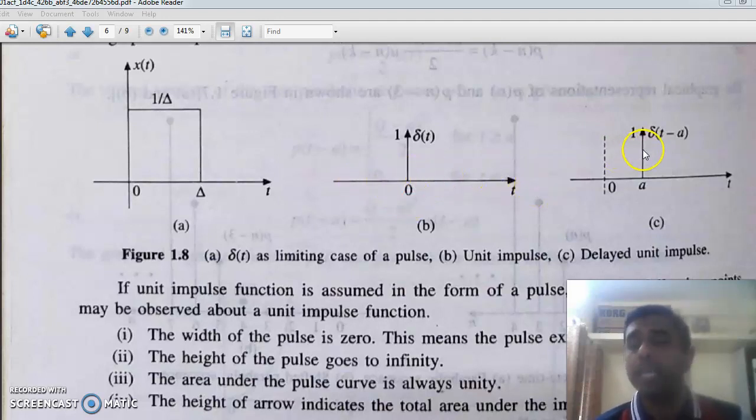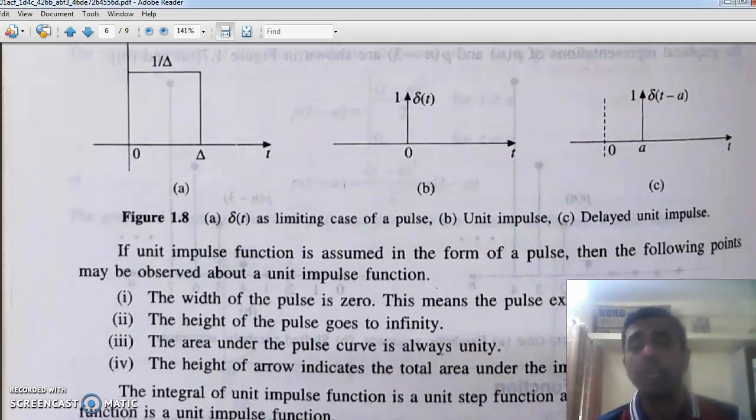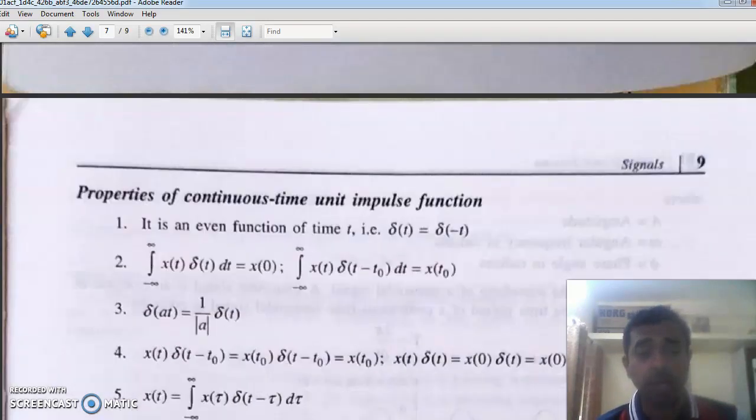And if it is delta of t minus a, the point where the function starts is actually the argument. The argument should be equated to 0. So here there is only one value, that is at t minus a equal to 0, that is t equal to a. Now we have some very interesting conclusions from this function. This function is used widely. We'll see several examples also, so we'll see some of the properties.